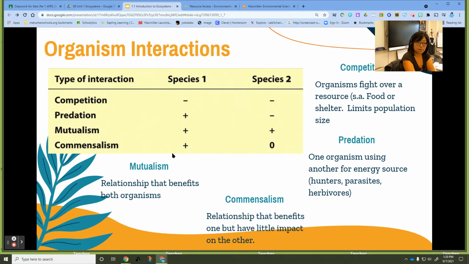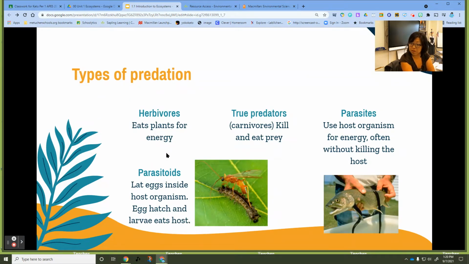Okay, so the first one I want to talk about is predation. Remember I said there are different types of predation. They're all plus minus interactions. Usually when you think of predators, you're thinking about the true predators, these hunters, right? So you have a wolf that's eating the rabbit. That's a predator prey interaction, and that will be a type of predation.